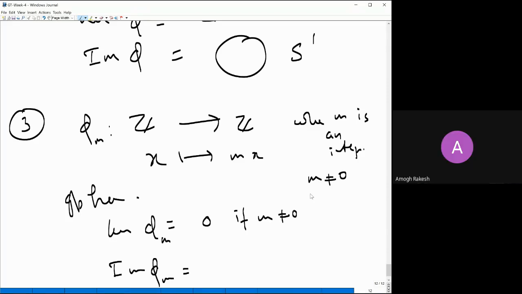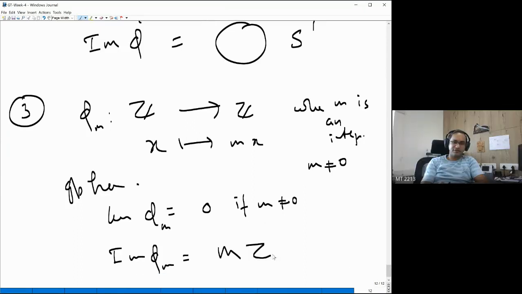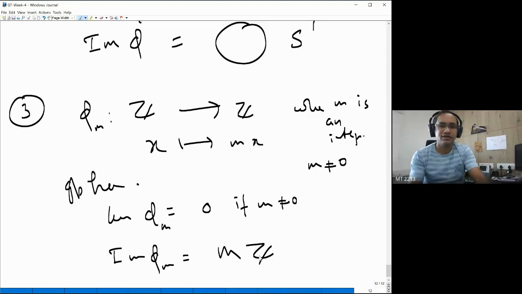It would be mZ, all multiples of m. Right? So these are some examples. We'll continue next time with some more properties and a theorem, maybe.